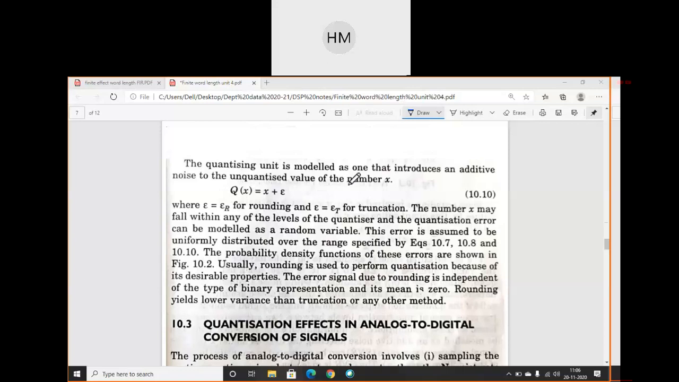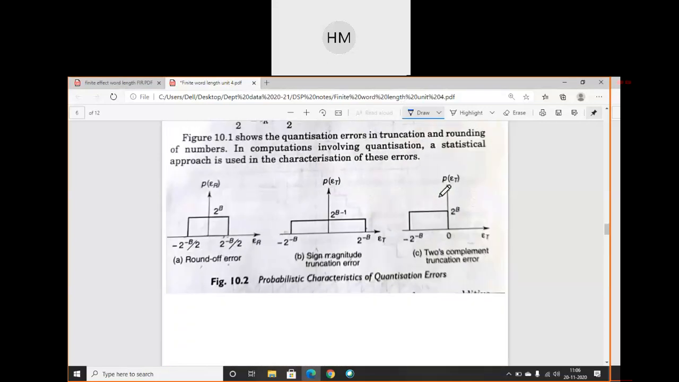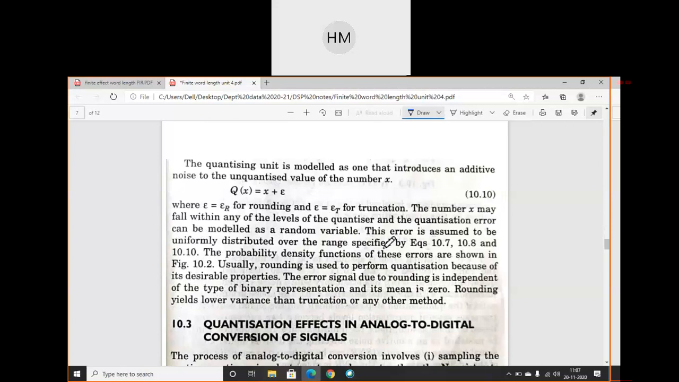Okay, the quantizing unit is modeled as one that introduces an additive noise to the unquantized value of the number x. Q of x जो हमने define किया है quantized number. Power spectrum is shown here with the error in the graphs. So Q of x, the quantized number will be x plus this error, okay? Where epsilon is equal to epsilon r for rounding and epsilon t for truncation. Clear?